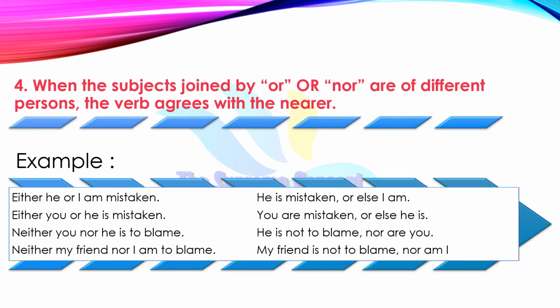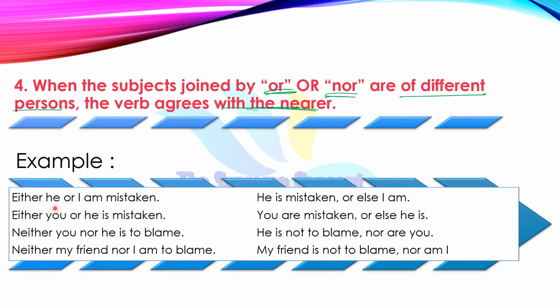Now let me repeat it for you. It said, when the subjects are joined by or or nor and they are different persons or different things, then the verb agrees with the nearer. So let us understand this through example.